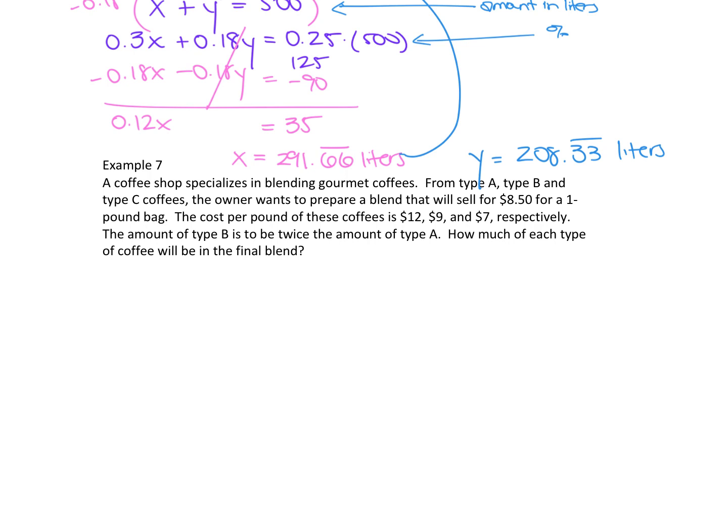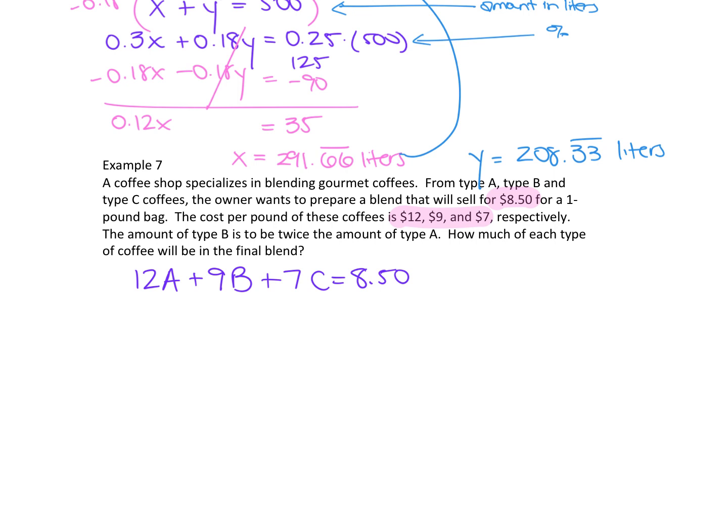This one kind of has a hidden set of information in it. It tells us we want to prepare a blend, so we want to put together A, B, and C type coffees to sell for $8.50 for a 1-pound bag. The cost per pound of these coffees is 12, 9, and 7 respectively. So I'm going to go ahead and make one equation all about money. So my first equation is going to be $12 for every amount of A, plus $9 for every amount of B, plus $7 for every amount of C adds up to a blend that costs $8.50.